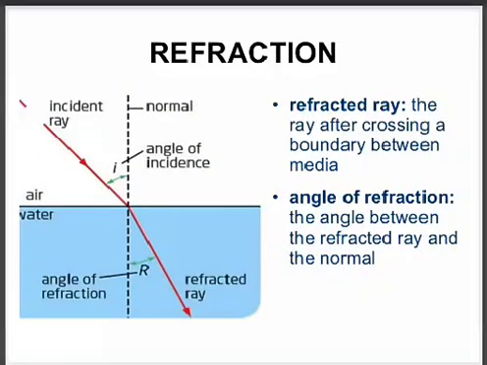So here you have a normal, you have water and air, two transparent media. When light enters from one medium to another, it bends. The ray which is in air is called the incident ray. When it enters water, it refracts, so it is called the refracted ray. The angle between the incident ray and the normal is called the angle of incidence, and the angle between the refracted ray and the normal is called the angle of refraction. Okay, you can see it is bending.